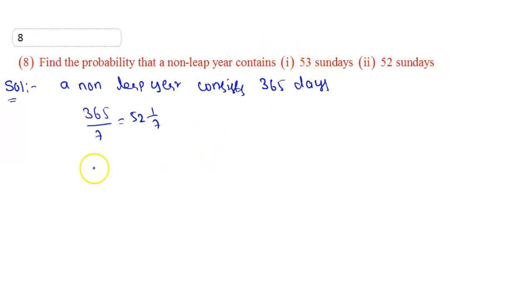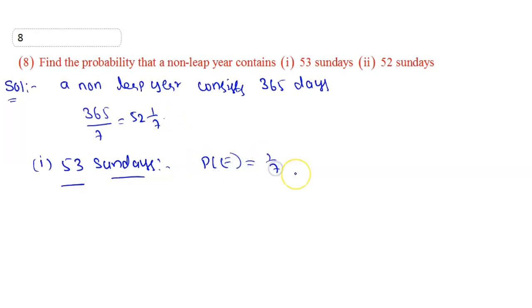Okay, 1 by 7 is there in condition number 1, 53 Sundays. 53 Sundays in the sense, this 1 by 7 is there, no? So that is what P of E is equal to 1 by 7. If you take that 1 day is also a Sunday, that answer is 1 by 7.